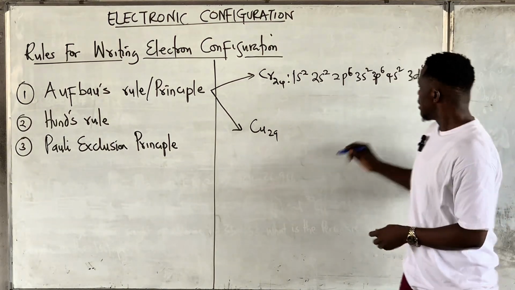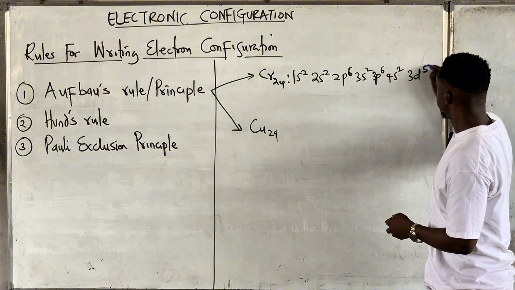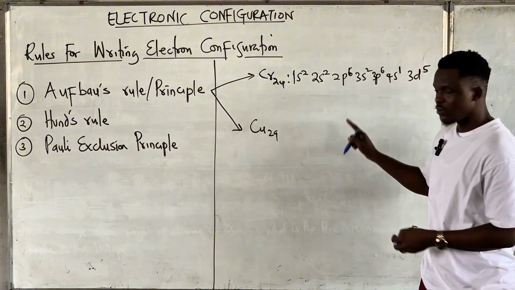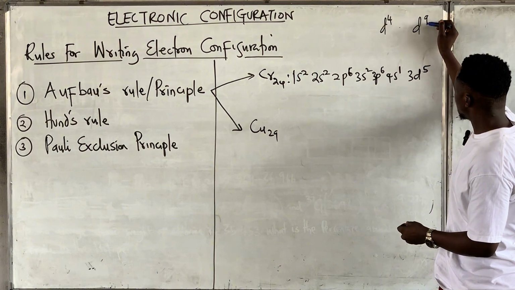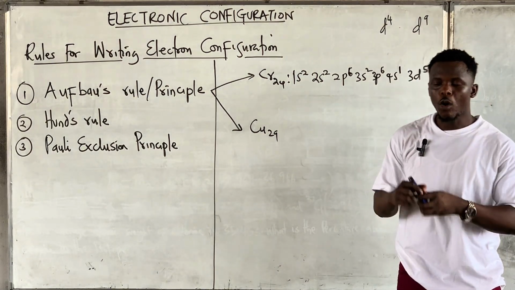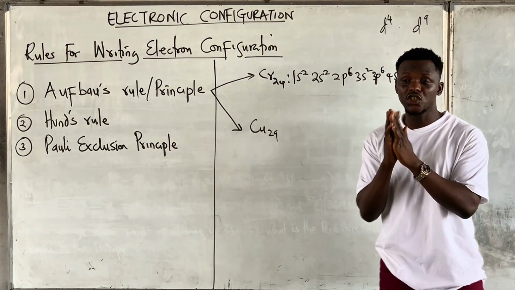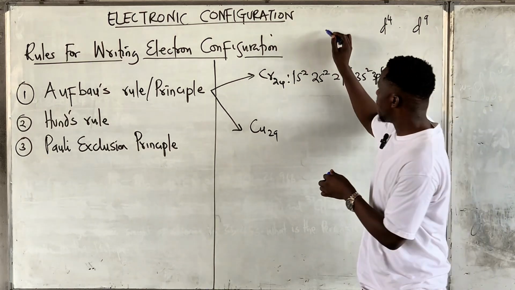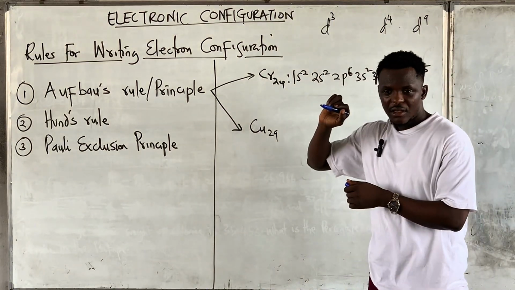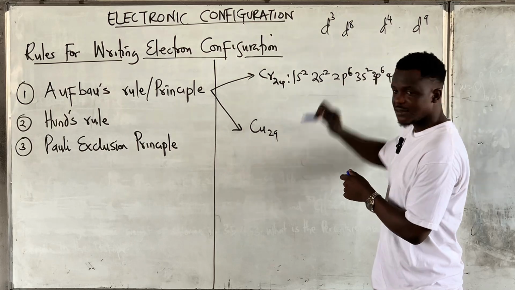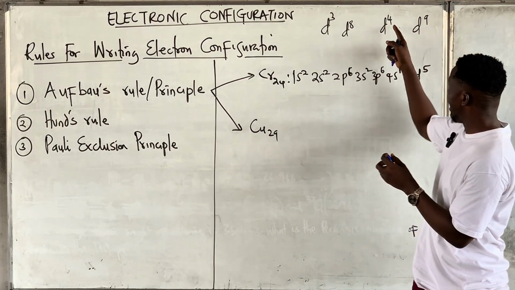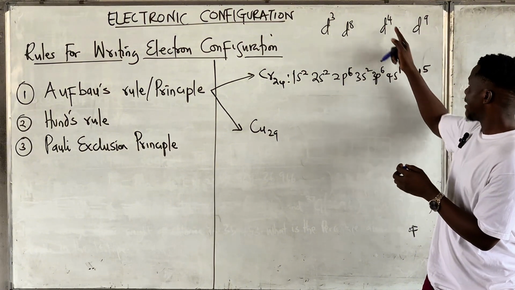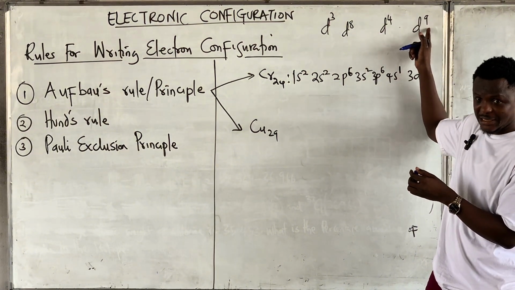The rule. Now, take note that this is only applicable when the d orbital is 4 or when the d orbital is what? 9. 1 short of being 5 or 1 short of being what? 10. It's not applicable when d is what? It's not applicable when d is 8. Right? It's only applicable when d is 1 short of being d5, like this, or 1 short of being d10, like this now.